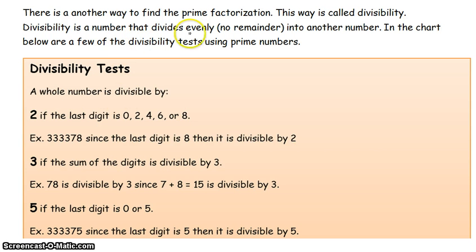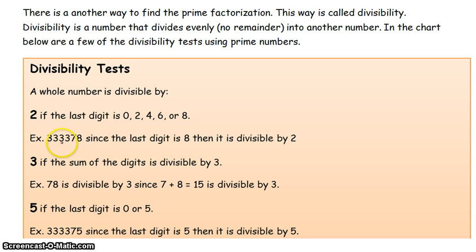There is another way to find the prime factorization. This way is called divisibility. Divisibility is a number that divides evenly, no remainder, into another number. In the chart below are a few of the divisibility tests using prime numbers. Now a whole number is divisible by 2 if the last digit is 0, 2, 4, 6, or 8, which we commonly call even numbers. If it's even, 2 can divide evenly into it.